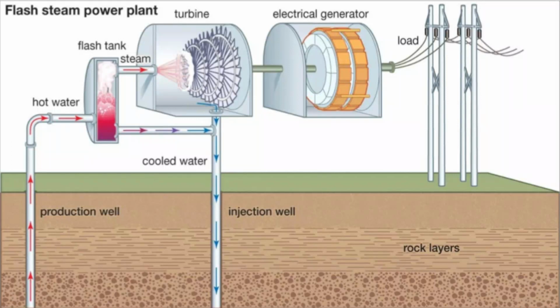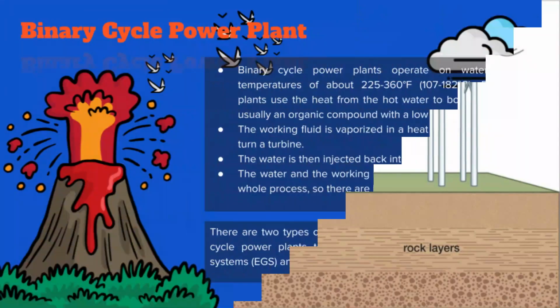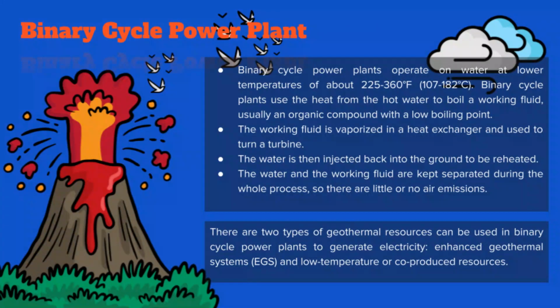The flash steam power plant process is to take high pressure hot water from deep inside the earth and convert it to steam that drives generator turbines. When the steam cools, it condenses to water and is injected back into the ground to be used again. And the last type of geothermal power generation system is the binary cycle system.